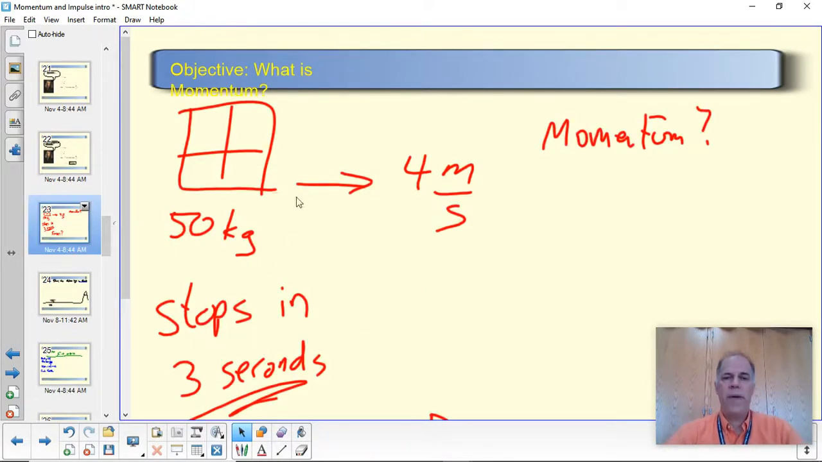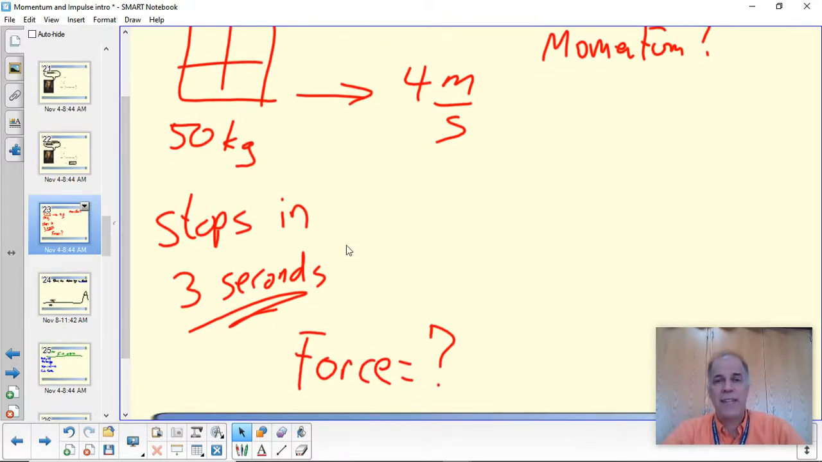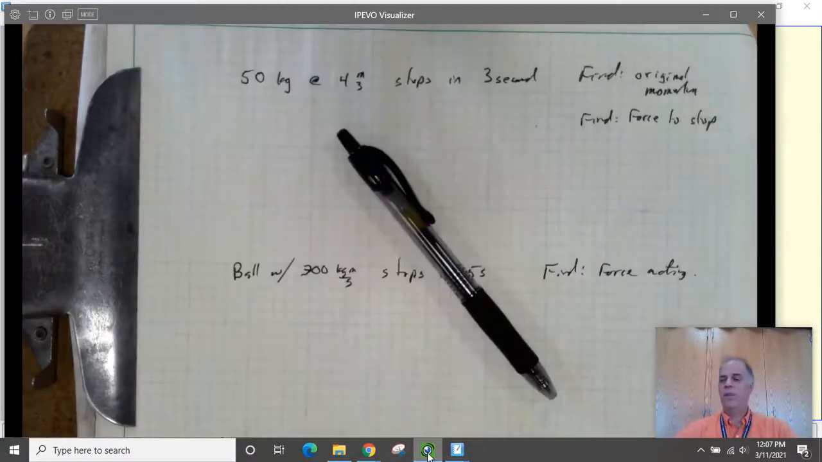Okay, so suppose we have a crate sliding across the floor. It's a 50-kilogram crate, that's over 100 pounds, and it's sliding across the floor at 4 meters per second. But the floor is a little bit rough, so it slides because there's friction. It slides to a stop in 3 seconds. We want to figure out what the momentum of the crate was before it slowed down, and then we want to figure out the force that's acting against it to make it stop in 3 seconds. To do this, we're going to go to the clipboard, and here it is.